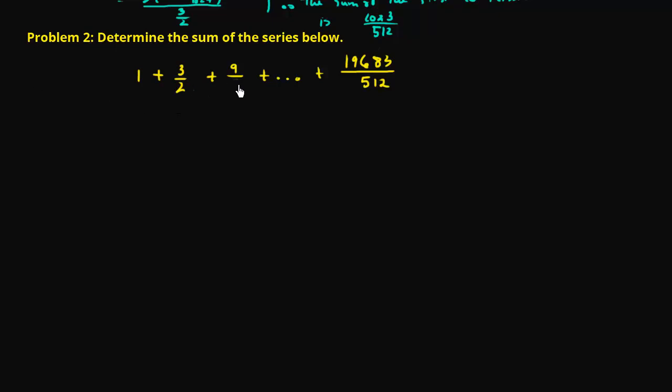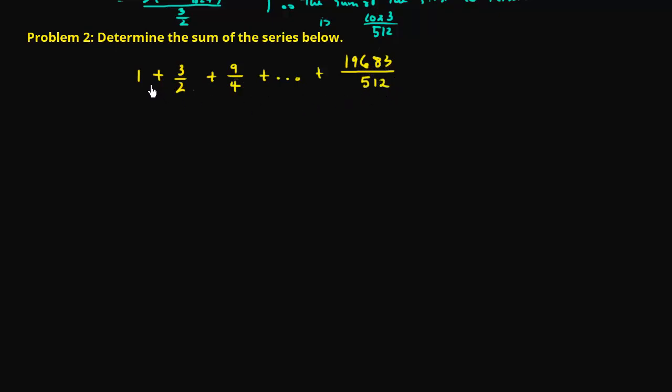So always check to make sure that the series is either geometric or arithmetic. Okay, so that's a lesson there. Okay, so here we have 1 plus 3/2 plus 9/4 plus ... all the way to 19,683 over 512.